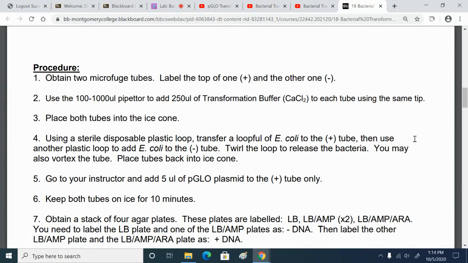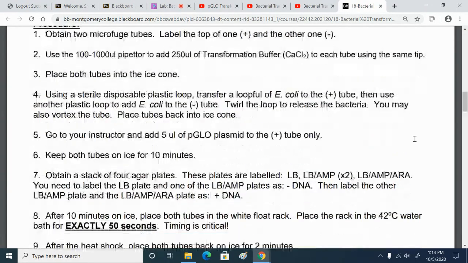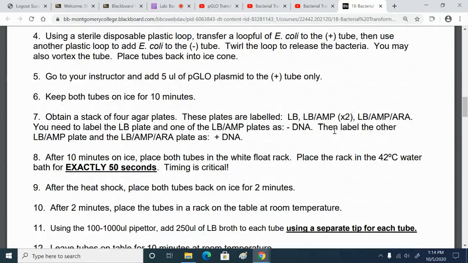While you're waiting that 10 minutes, you get your 4 types of agar plates that we're using. And the nutrient medium that we're using is called LB. It stands for Luria Bertani, the 2 scientists who came up with this. And it's just the standard type of agar that's used for transformation. So 1 plate is just the plain LB agar, that's it. The 2 plates are the LB agar plus ampicillin.